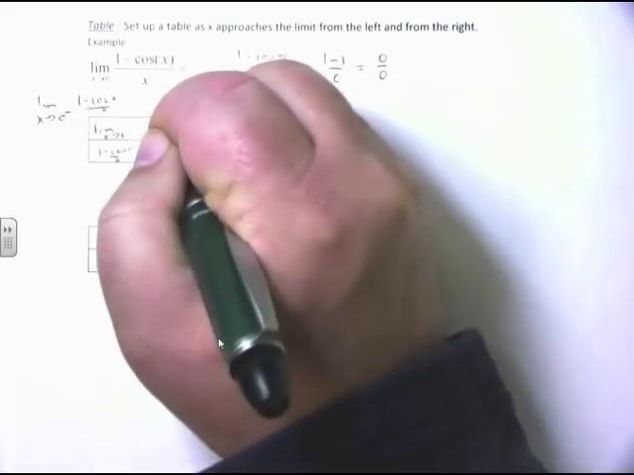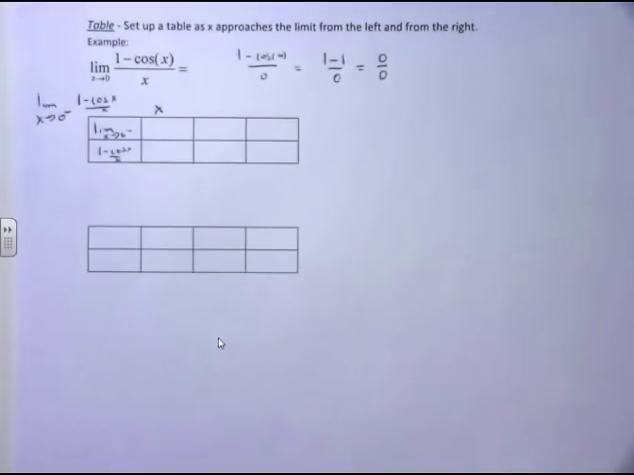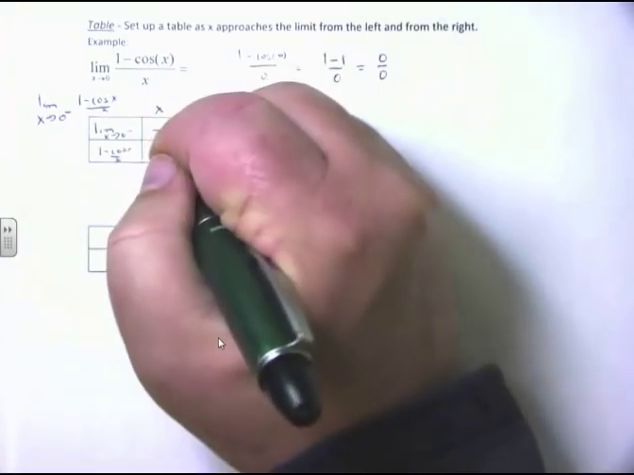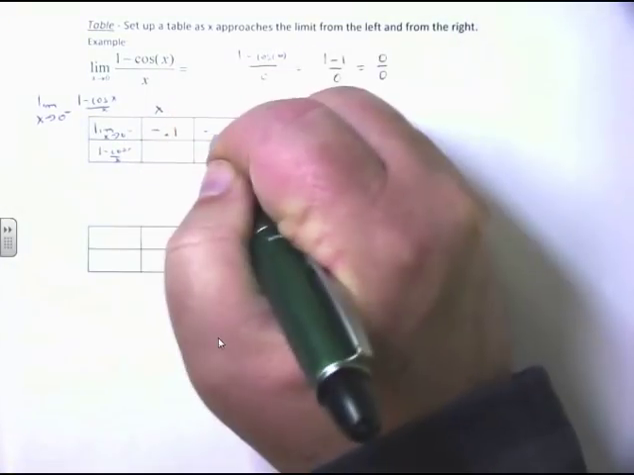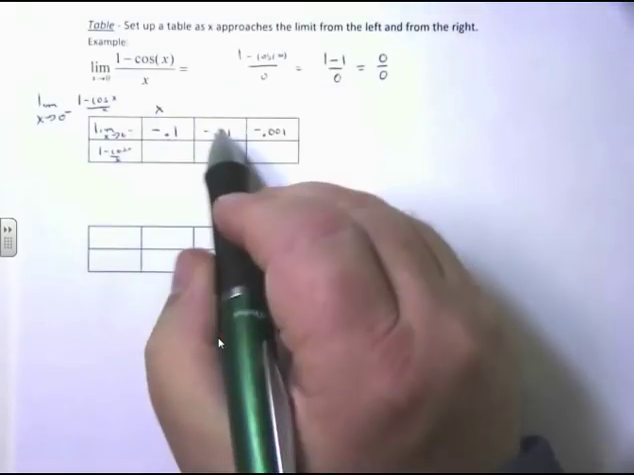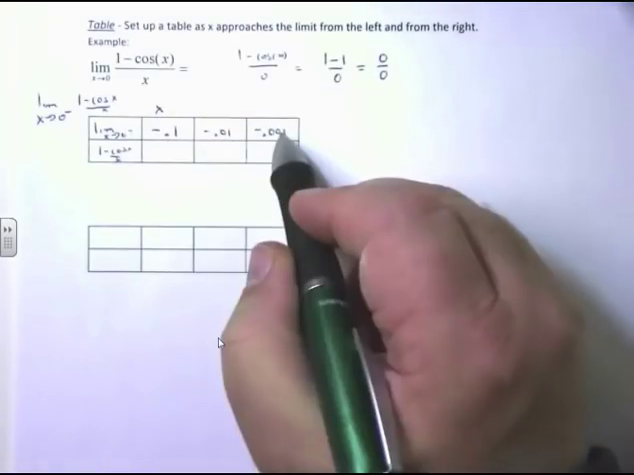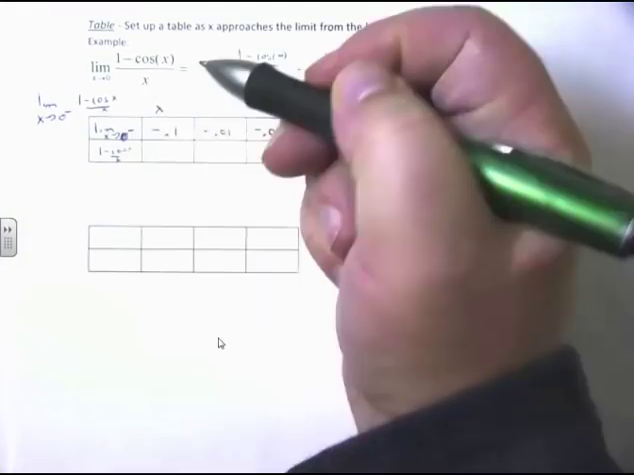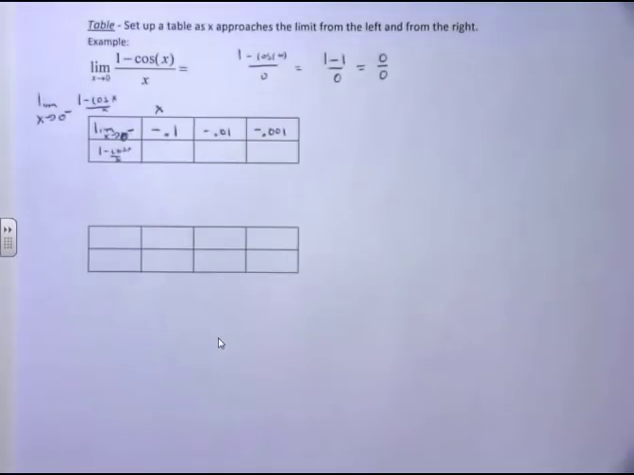Now here's my x values here. So I want to go to 0 from slightly below 0. Below 0 would be negative 0.1, negative 0.01, and negative 0.001. Get close, get even closer, get even closer. And we're going to 0 from the left. Now, here's where we use our calculator. So I'm going to pull out my calculator here.